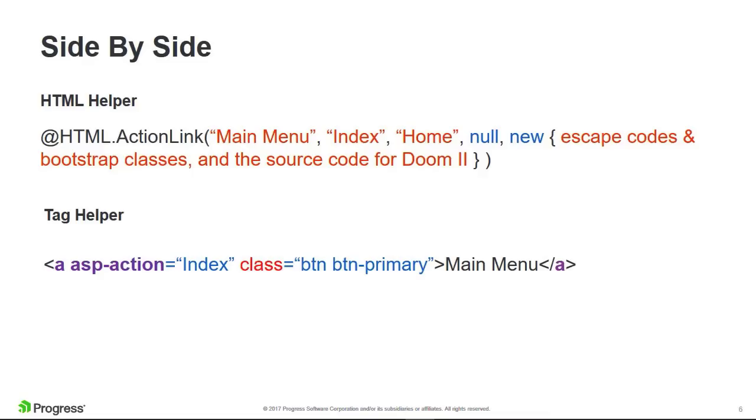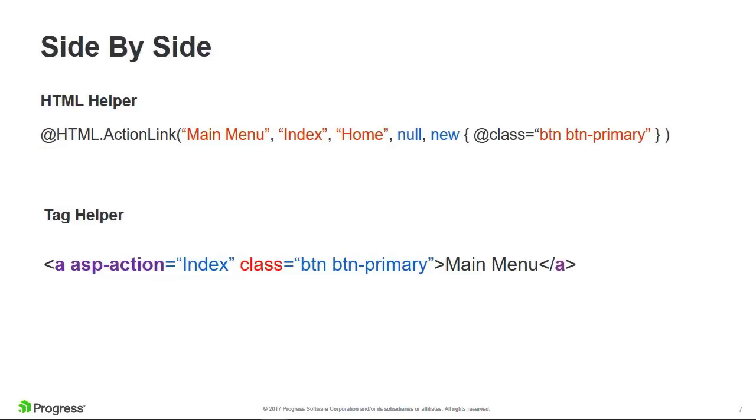To see the benefits of tag helpers versus HTML helpers, let's do a quick side-by-side comparison. If we wanted to add some custom CSS classes to an HTML action link, we'd have to new up an anonymous object, and it can get kind of messy. All right, maybe the source code for Doom 2 there is a little bit of an exaggeration, but if you don't remember to escape these correctly and you don't know all of the Bootstrap classes off the top of your head, it can be a little difficult. Razor can parse the tag helper exactly like it can the HTML helper, rendering the exact same result.